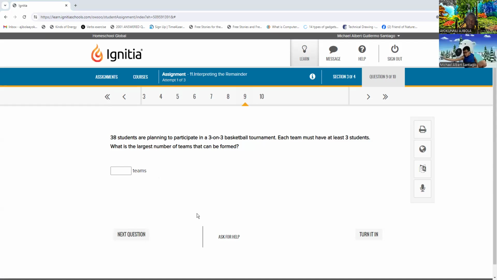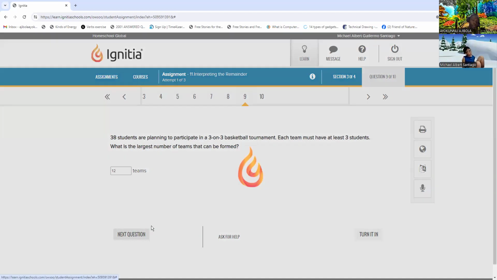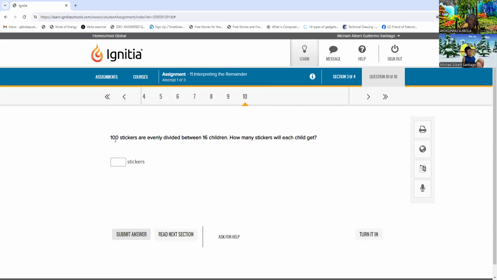It's 1, 2, which is 12, right? Yes. So if you get 12, that means there will be a remainder, there will be 2 students remaining because that's 36. So 12 teams can be formed, okay? 12 times 3 is 36. Now read the last question yourself and give me your answer.